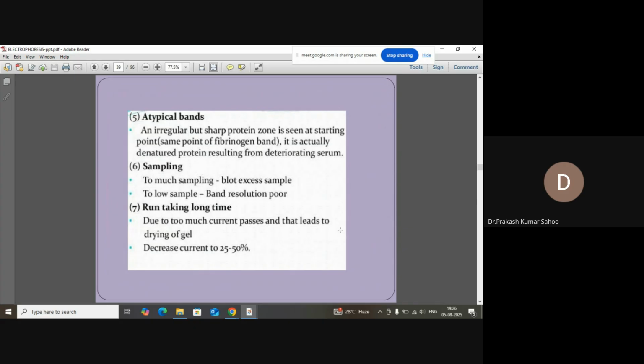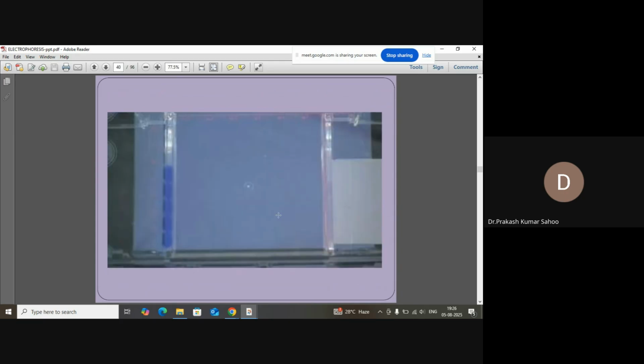So with the sampling, if too much sample is applied, blot the excess sample, and if it is too low a sample, then band resolution will be lower. So the sampling must be of appropriate dimension. If the run is taking a long time, too much current is passing and that leads to drying of the gel, so decrease the current by 25 to 50%.